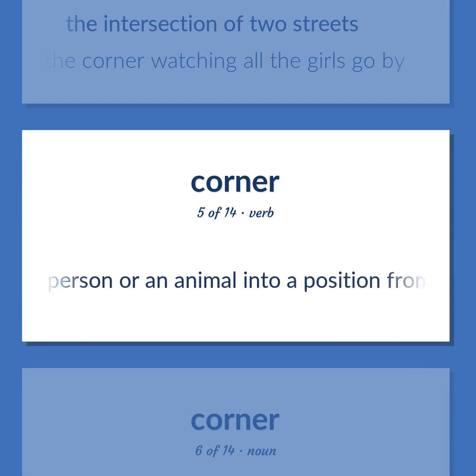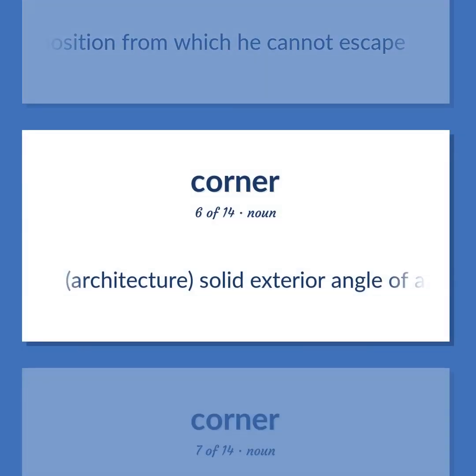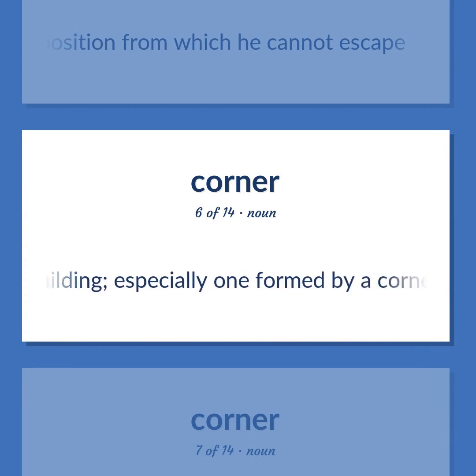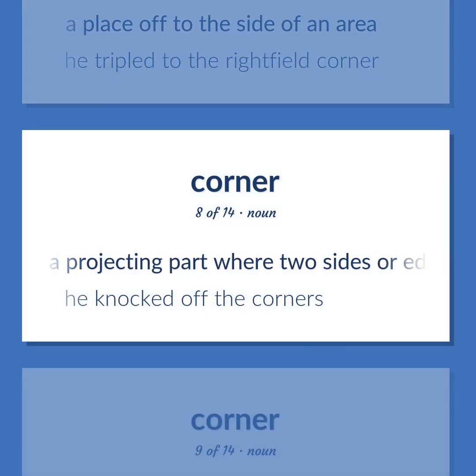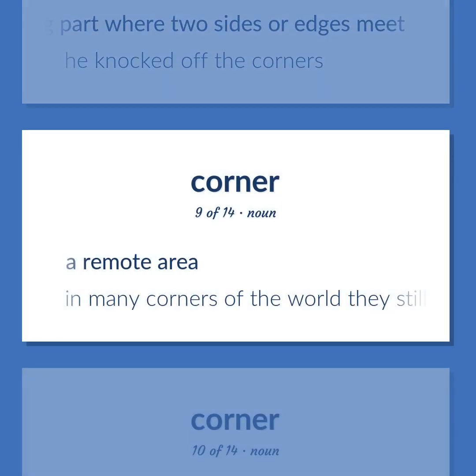Force a person or an animal into a position from which he cannot escape. Architecture. Solid exterior angle of a building, especially one formed by a cornerstone. A place off to the side of an area. He tripled to the right field corner. A projecting part where two sides or edges meet. He knocked off the corners. A remote area. In many corners of the world they still practice slavery.